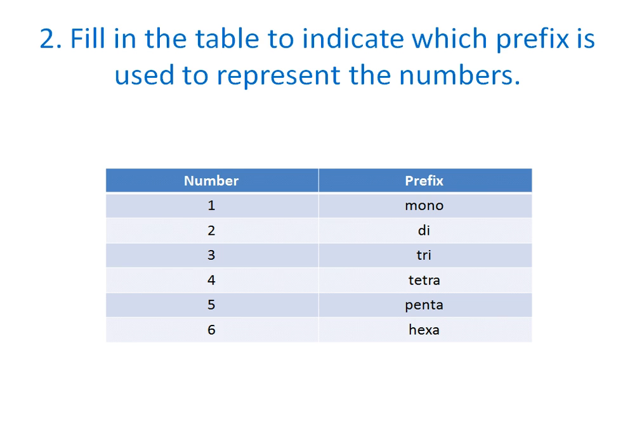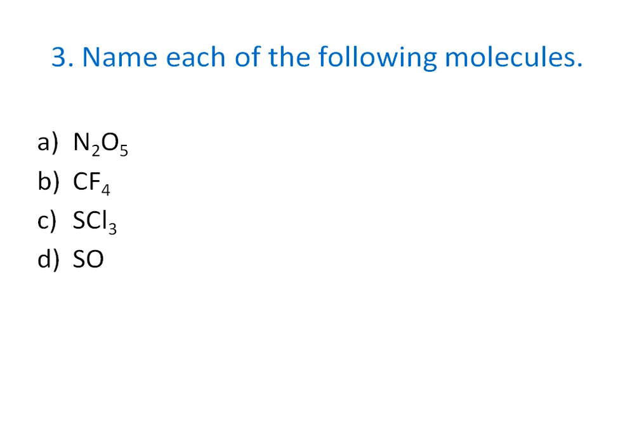2. Fill in the table to indicate which prefix is used to represent the numbers. From Latin, we know that 1 is mono, 2 di, 3 tri, 4 tetra, 5 penta, and 6 hexa.